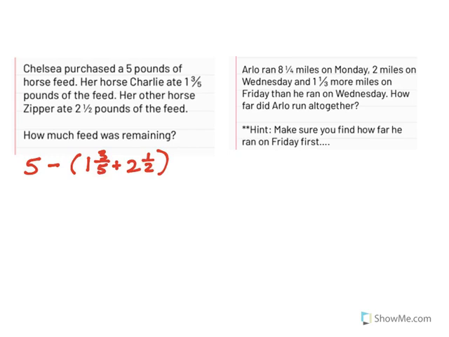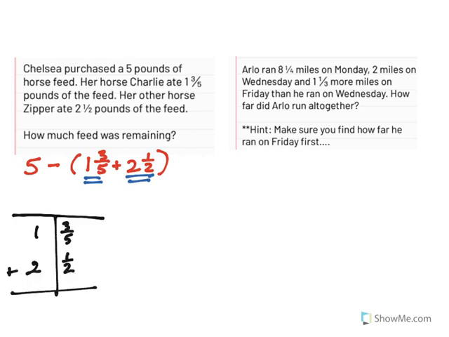So first thing we want to do is solve for the amount that they ate. Well, I know Charlie ate 1 3/5 and Zipper ate 2 1/2. If we combine their amounts, we can figure out how much they ate together. Then we'll subtract that from 5 pounds of food. This is a 2-step problem. So first, we'll add the amount that they ate together. So 1 3/5 plus 2 1/2.